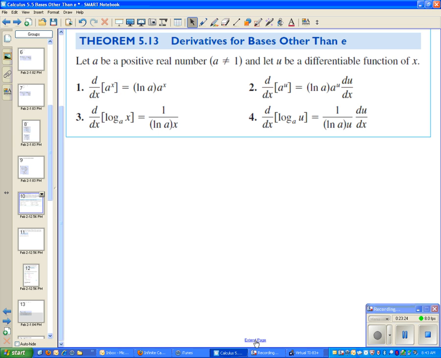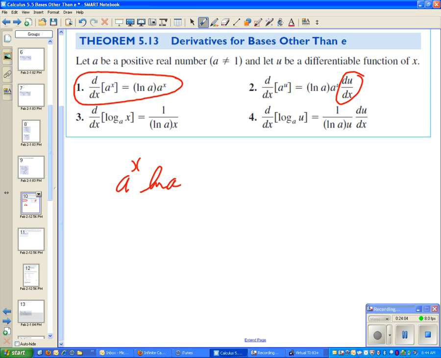Let a be a positive real number, not equal to 1, and let u be a differentiable function of x. So first one, the derivative of a to the x equals the natural log of a times a to the x. I usually write it the other way around because that way I can write it without parentheses. Well, if that's the case, then it's only fair that the derivative of a to the u, u being a function, would be the natural log of a times a to the u times the derivative of u. Chain rule, right? With me?